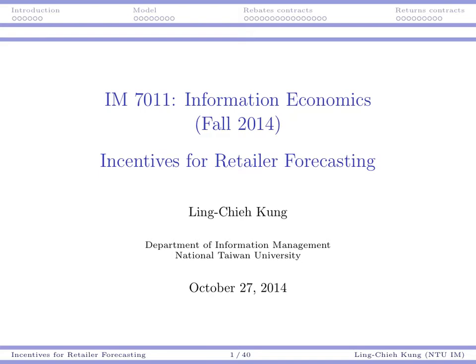Today we will talk about a problem related to the forecasting decision at the retailer side. We will talk about a supply chain with a manufacturer and a retailer. That manufacturer may try to offer incentives for retailers to do forecasting or not to do forecasting. Okay, so there will be multiple players involved. There will be the supply chain contracting issue. There will be channel coordination issue, and there will be private information.